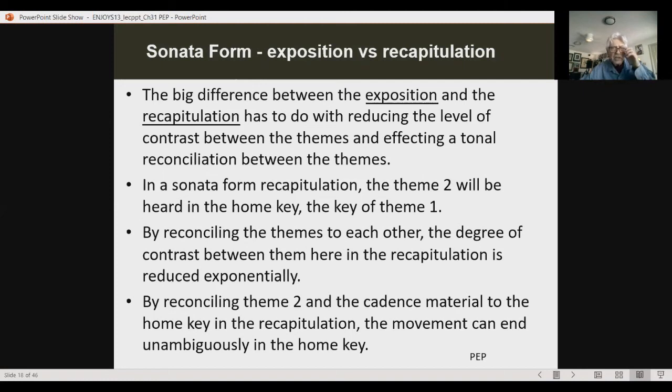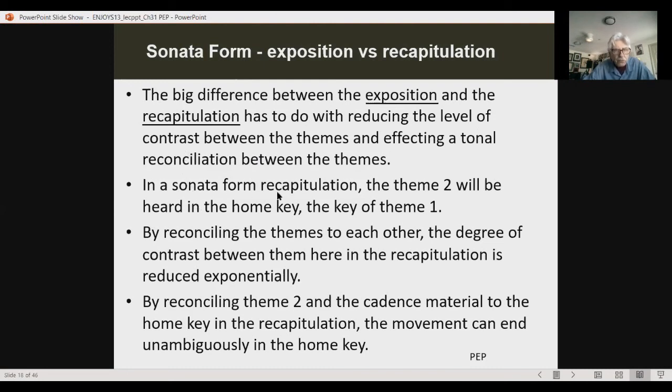Exposition versus the recapitulation. What's the difference? We don't say a repeat because a recapitulation means I'm not going to necessarily say it the same way and I'll say the same ideas, but I may use different words, right? The big difference between the exposition and the recapitulation has to do with reducing the level of contrast between the themes and affecting a tonal reconciliation between the themes. So the exposition, we're trying to show you 2 different themes, and then recapitulation, well, they're in the same family, right? And we're going to be nice to each other.